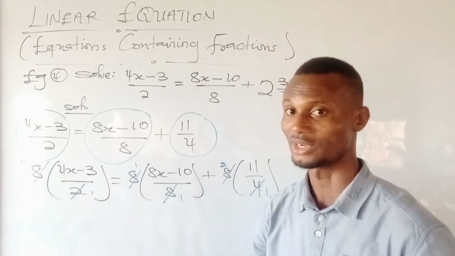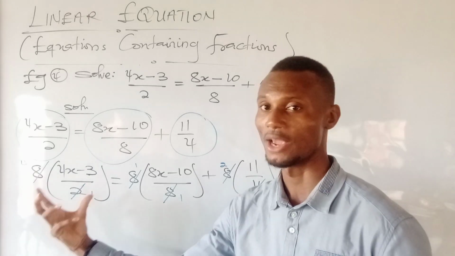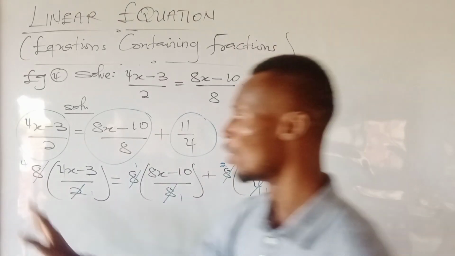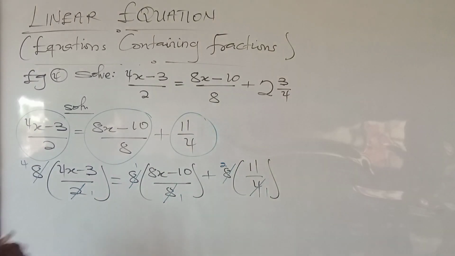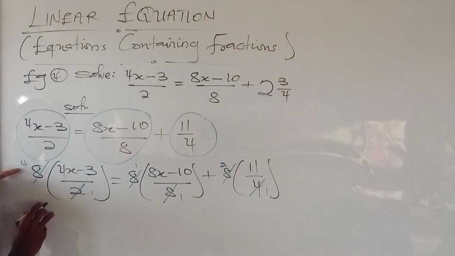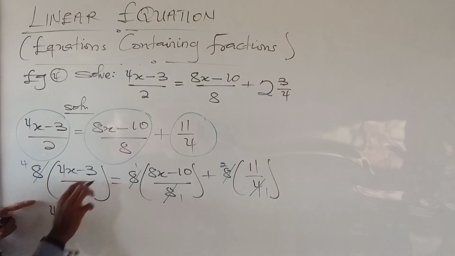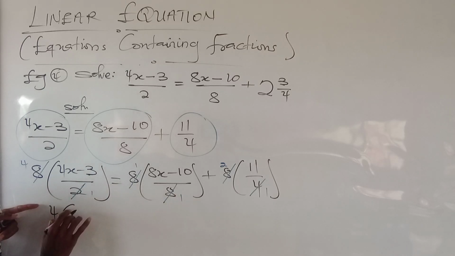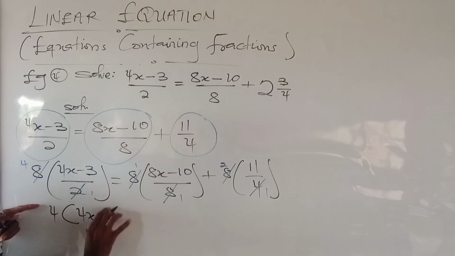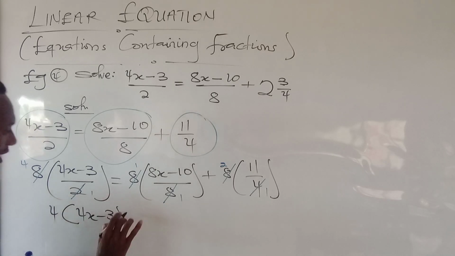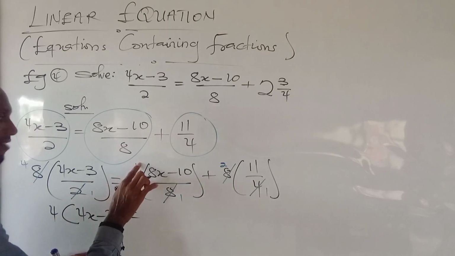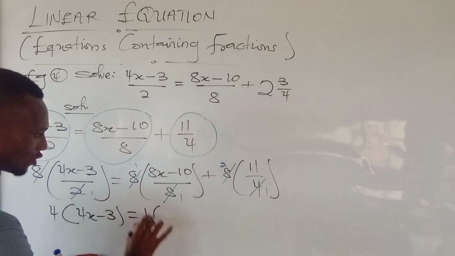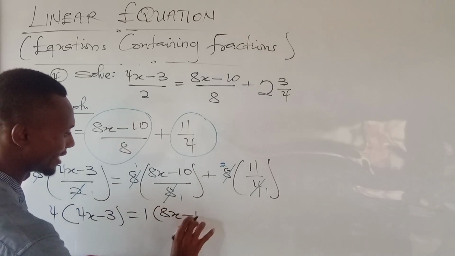No need to rush it. You just need to take your time and write down what you have left. So what I have left here is the 4. Write your 4 into bracket, and you bring what is inside the bracket. So 4 into bracket 4s minus 3. I hope you agree with me. Equals, bring your equal sign, which is here. What I have left here is the 1. So 1 into bracket 8s minus 10.